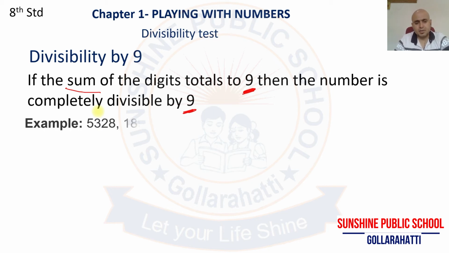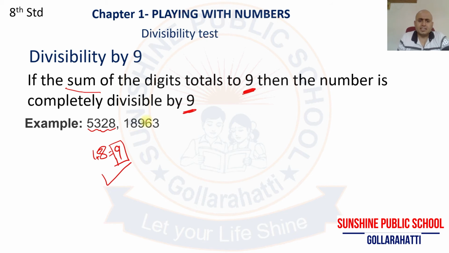Let us see the examples. The example is 5,328. Now add: 5 plus 3 is 8, 8 plus 2 is 10, 10 plus 8 is 18. So we got 18, and 1 plus 8 is also 9. So we got the sum, that is 9. If 9 comes, then yes, it is divisible by 9. So the sum should total to 9. Only if 9 comes can we say it is divisible by 9.